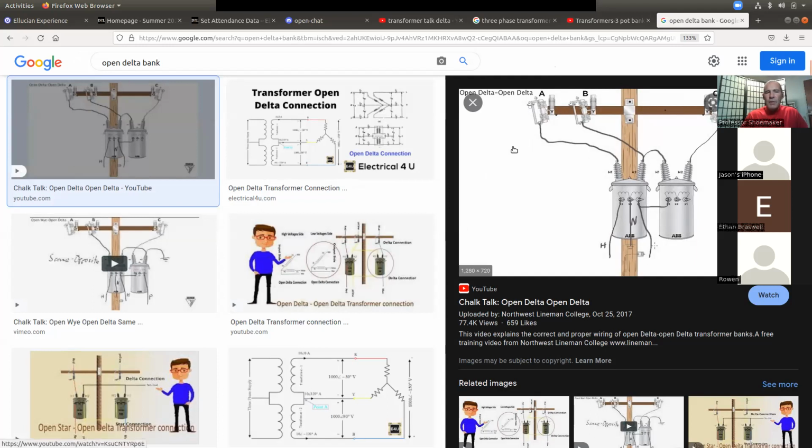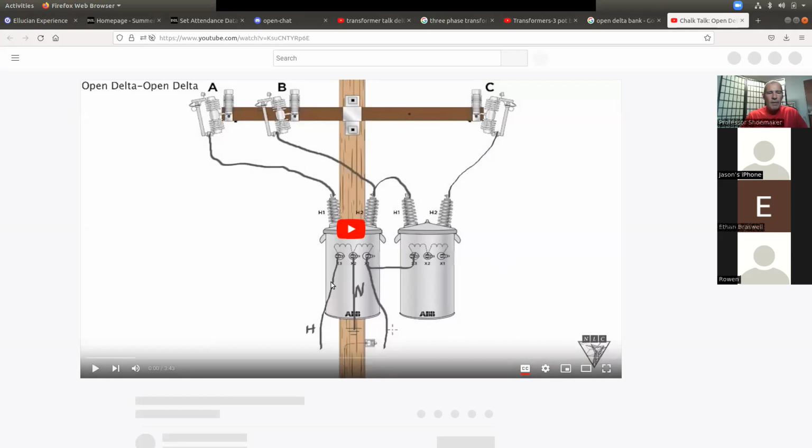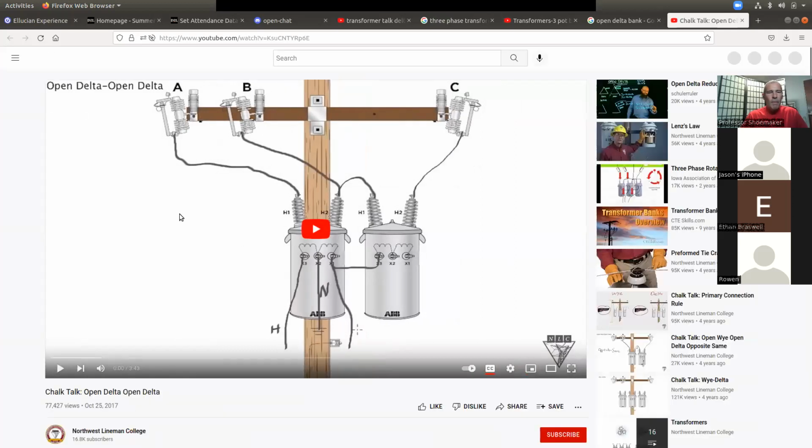Okay. Chalk Talk has got them all. So if you see, bring this up. I'm not going to start playing right here because it's not one I really want. What does it say on top? Open delta to open delta. Yeah, we're not using that. We use Y to open delta, or Y to closed delta, or Y to Y. So these are the wrong videos. I don't want you to watch these.